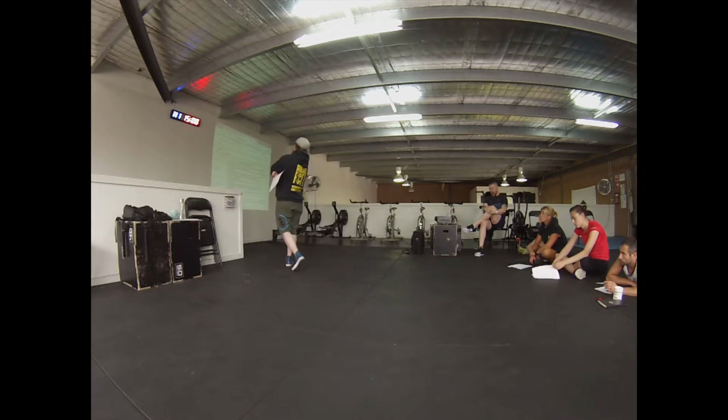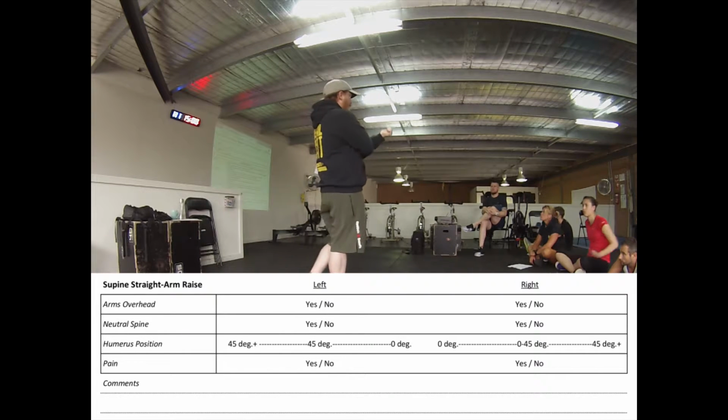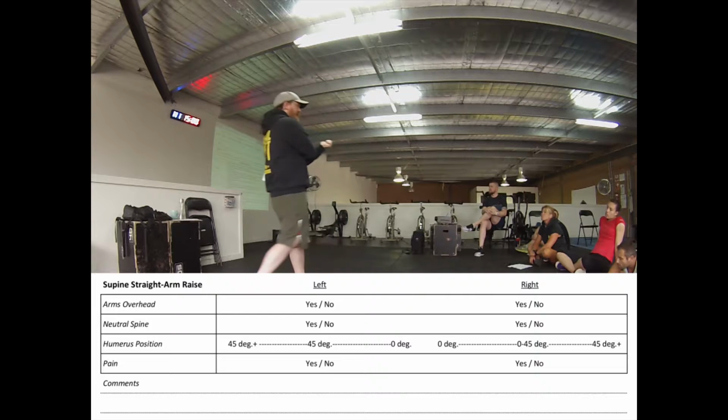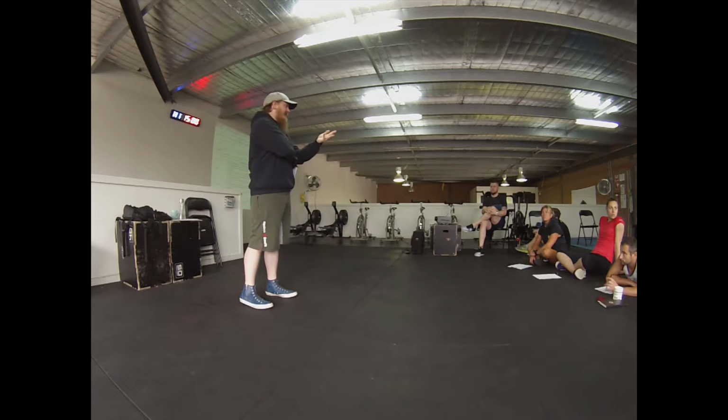Right, the supine straight arm raise. The last two we looked at were primarily the hips, one of the interfaces, and the lower body extremities. This is the first one that looks at the shoulders and the arms.